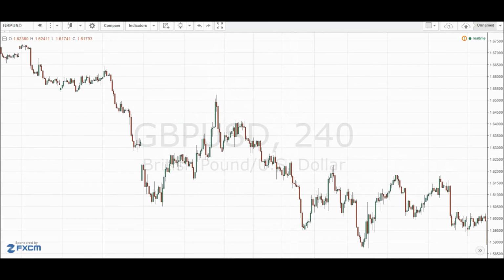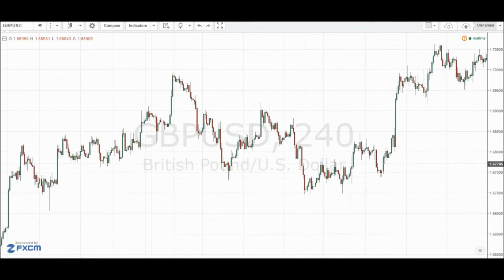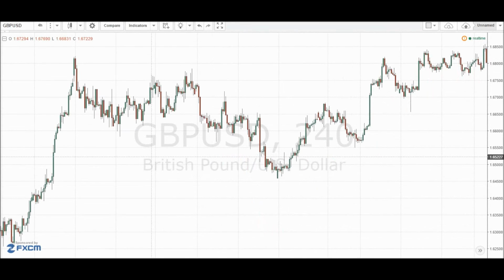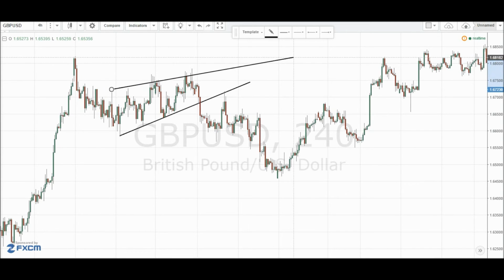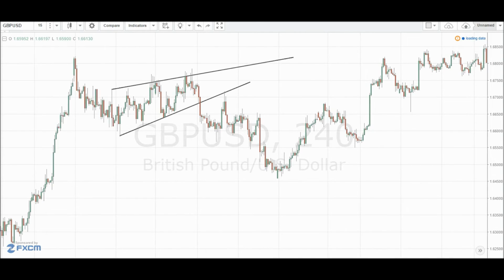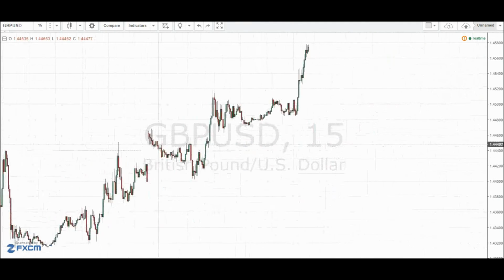I'll try a different time frame in a minute. Let's just go back a bit further. There's one here, an ascending triangle. Something like this. Price is getting tighter, we break to the downside and move lower. Let's try a 15-minute chart.